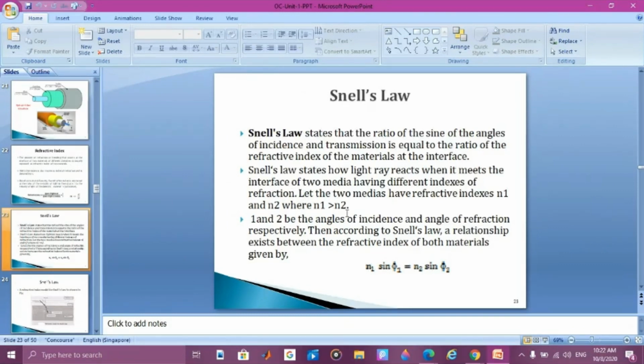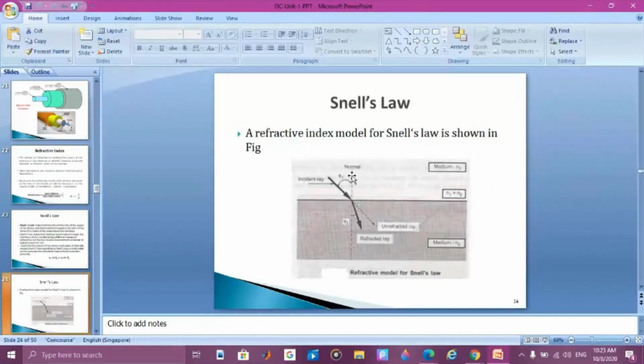Okay, so let the two media have refractive indexes n1 and n2, where n1 is greater than n2. The first medium being greater than n2, the angle of incidence and angle of refraction respectively are phi 1 and phi 2. Then according to Snell's law, n1 sin phi 1 is equal to n2 sin phi 2. Okay, this is Snell's law. Now let us see in the figure how Snell's law reacts.